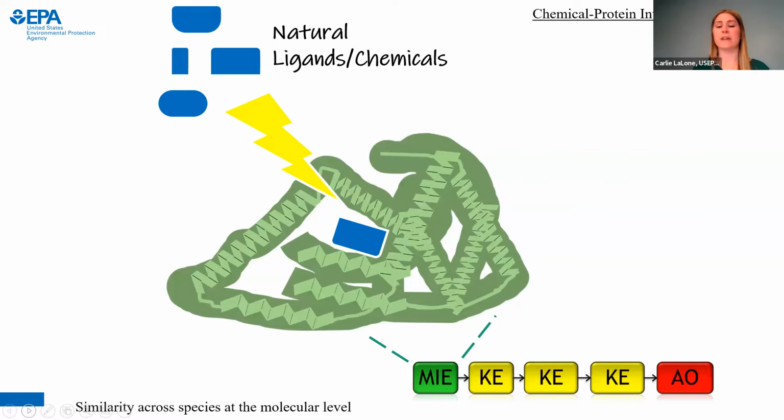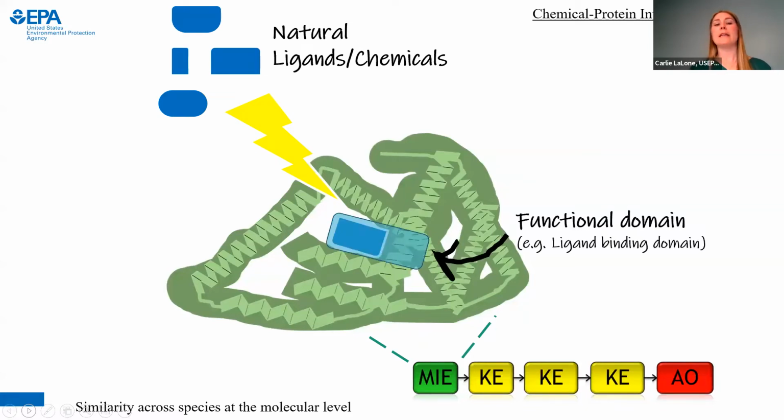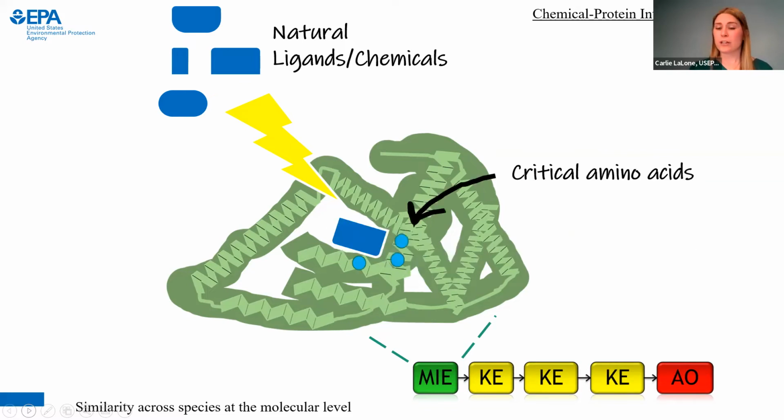If we understand conservation there, we can also understand key event conservation. And so we can start looking at similarity across species at the molecular level that helps us predict how well these chemicals or this biology is conserved across species, looking at the functional domains as well as critical individual amino acids and how they specifically interact with these chemicals.